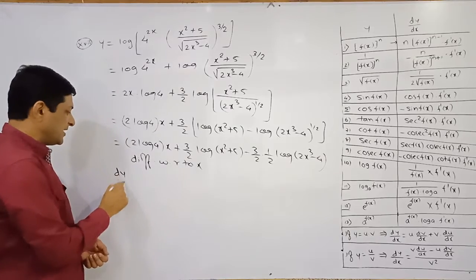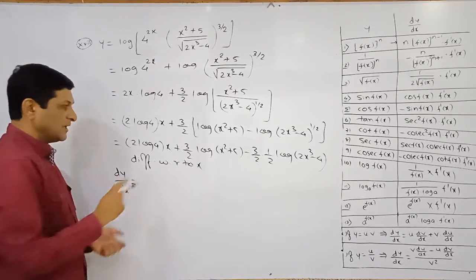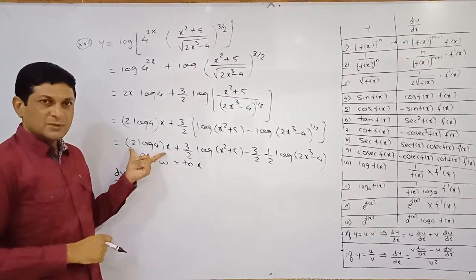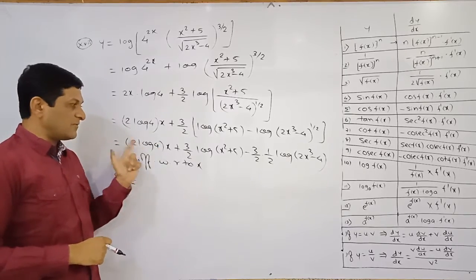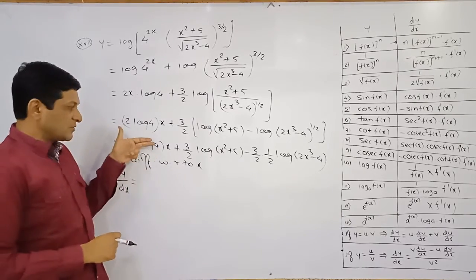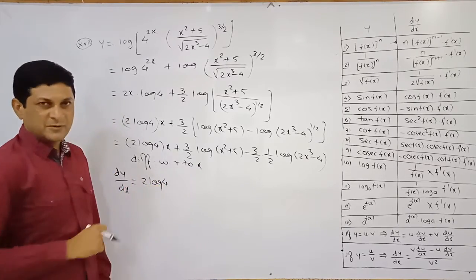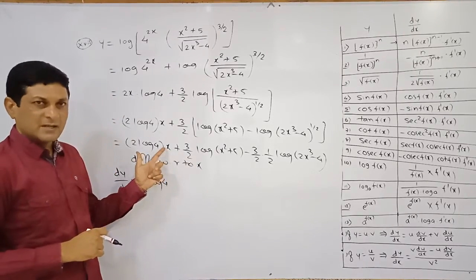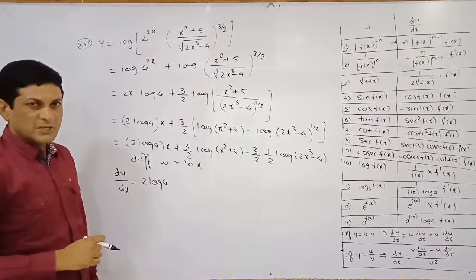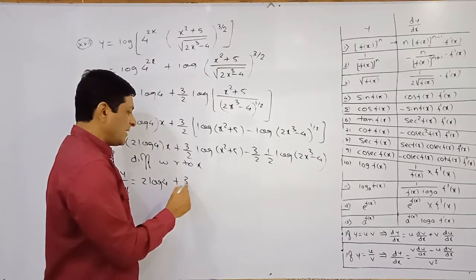So its derivative dy upon dx will be equals to, if you observe this term, whatever may be the coefficient of x will be its derivative. So what is the coefficient of x here? 2 log 4. So this will be its derivative, because we know that the derivative of x is 1, and 1 into 2 log 4 will be equals to 2 log 4, plus 3 by 2 as it is.